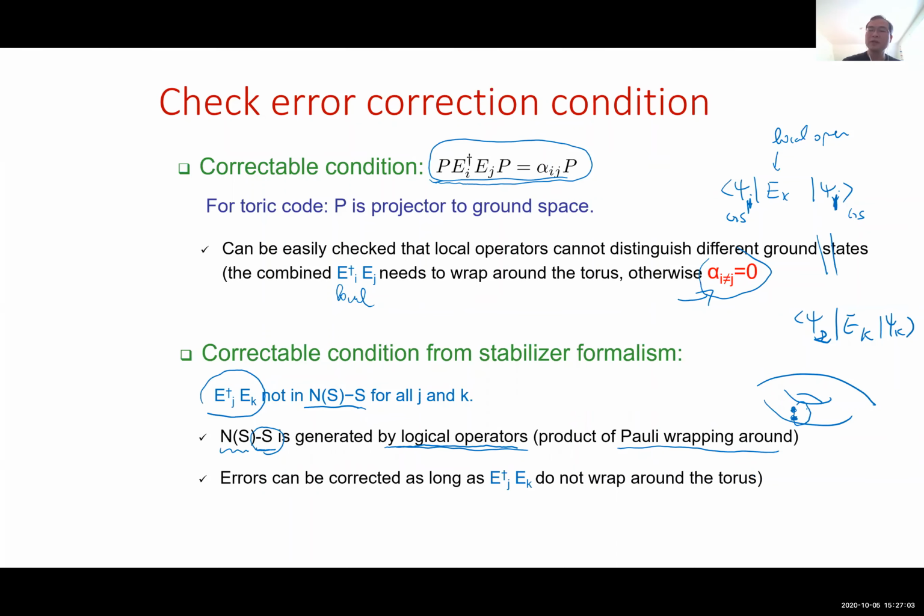Okay, so in fact, this does not just correct one qubit error, it corrects all the errors that happen in the region and the next region, as long as the combined region does not wrap around. As long as they stay local, then that can be corrected. Okay, any question?